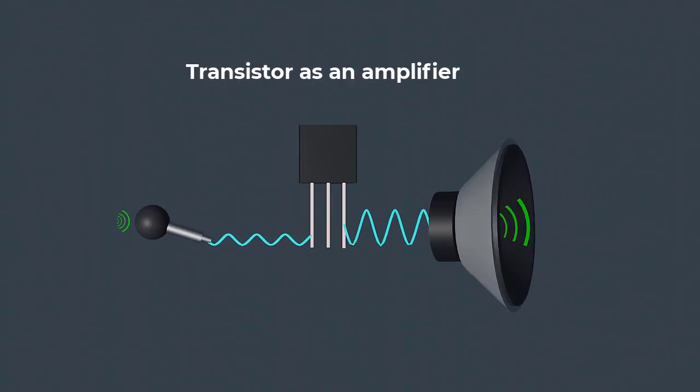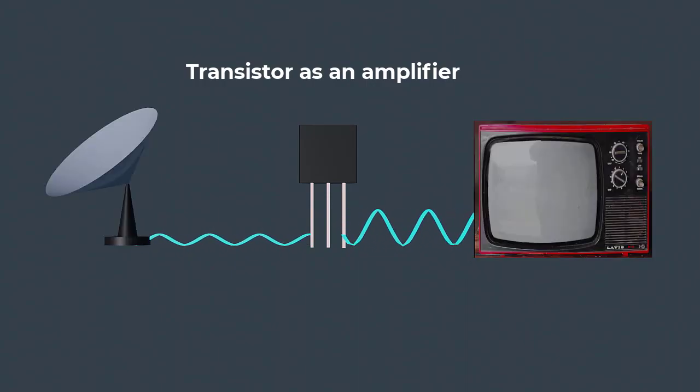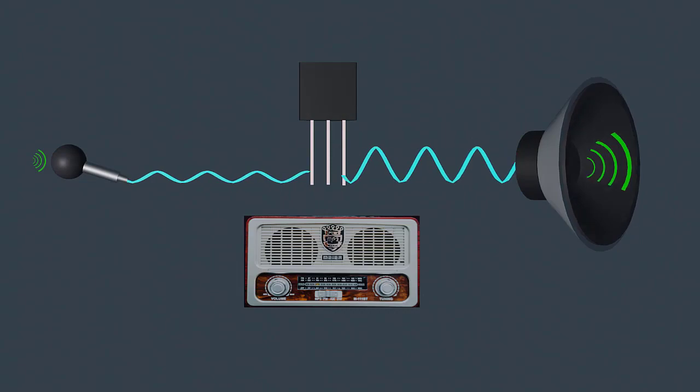A transistor can also be used to amplify weak signals, such as those from a microphone or TV antenna. This is essential for many electronic devices, such as amplifiers and radios.